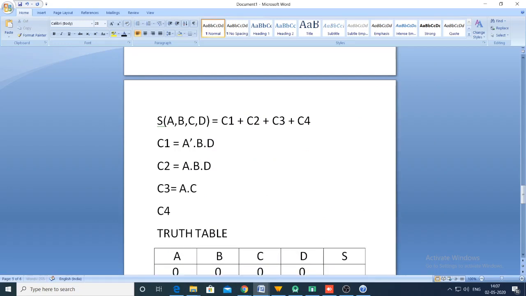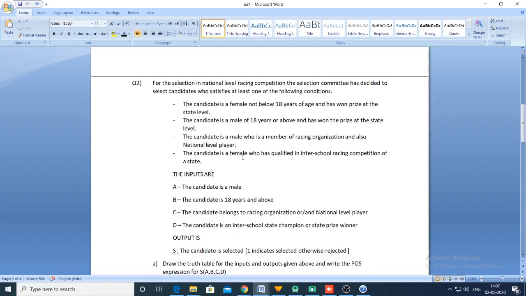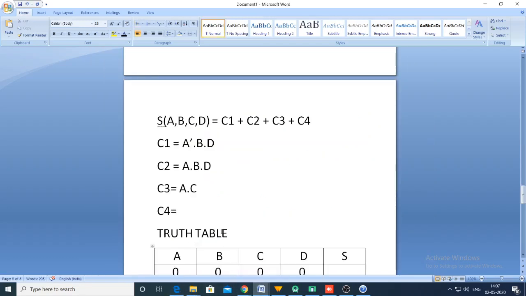And the fourth condition: the candidate is a female who has qualified in the inter-school racing competition of state. Qualified means belongs, isn't it? Racing competition is C. And the candidate is a female, so it means A bar. So the fourth one is A bar dot C.